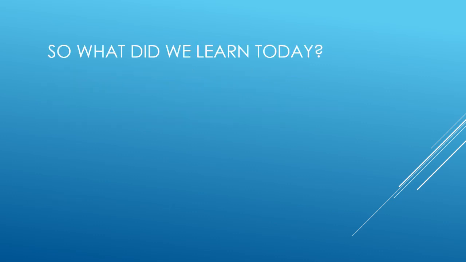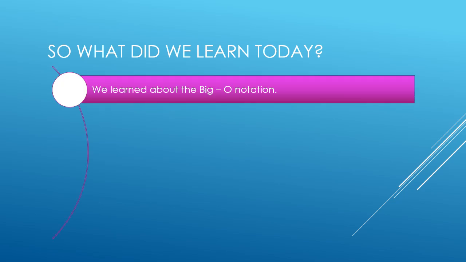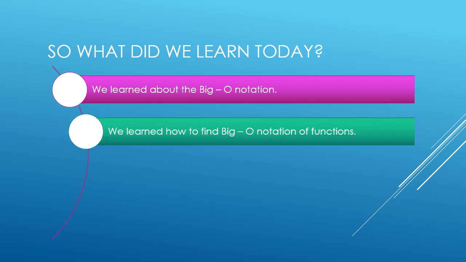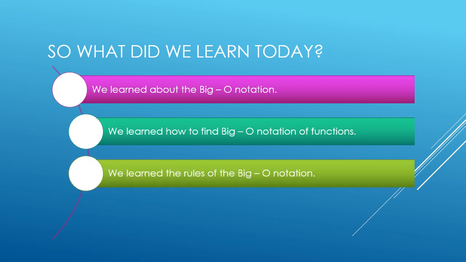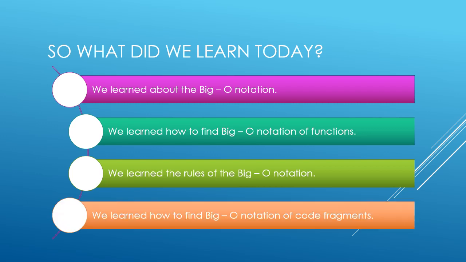So what did we learn today? We learned about the big O notation. We learned how to find big O notation of functions. We learned the rules of the big O notation. And we learned how to find big O notation of code fragments.